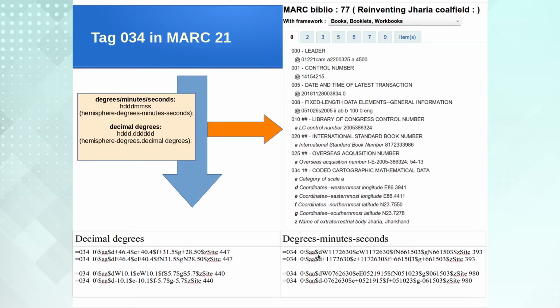Here subfield A is linear, then subfield D, we exactly followed the standard. W stands for hemisphere, then 3 digits for the degree, 117, then 2 digits for minutes, 26, and 2 digits for seconds, 30. Then easternmost longitude actually starts, then northernmost latitude and southernmost latitude. So in this way most of the cases libraries prefer the DMS model, but both are possible, decimal degree and DMS.